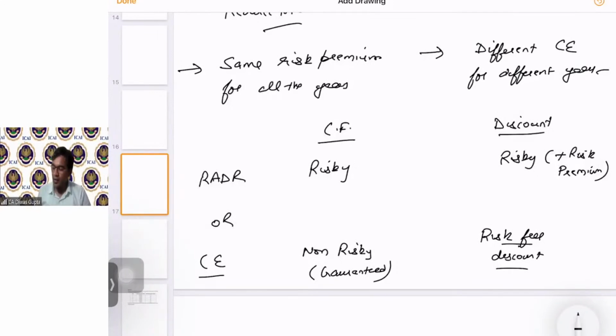If you use the risky discount rate, which includes the risk premium, as we are using in this case, then the answer will not come correct, because your numerator, which is the cash flow, is non-risky. You are taking a present value with some discount rate, which is a risky one. Hence, it is wrong. So what I'm trying to draw here is that in CE, both cash flows and discount rates should exclude the risk premium. In RADR, both cash flows and discount rates should include the risk premium.